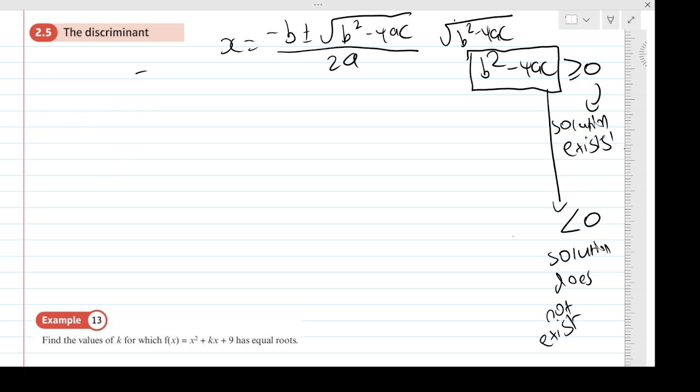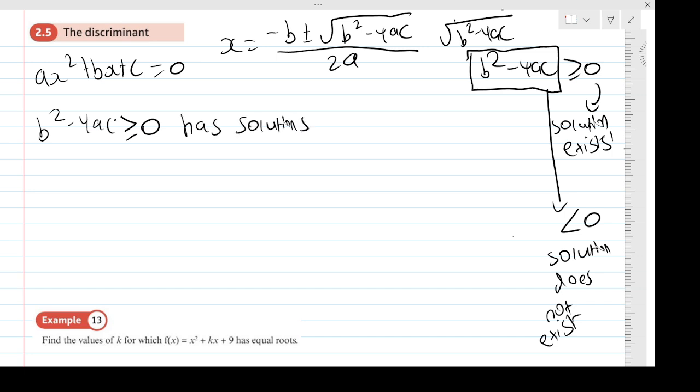Remember, b squared minus 4ac comes from ax squared plus bx plus c, and we're solving equal to 0. We discussed that if b squared minus 4ac is greater than or equal to 0, it has solutions, because then the square root here would be defined. But if b squared minus 4ac is less than 0, it has no solutions. Hopefully that makes sense so far.